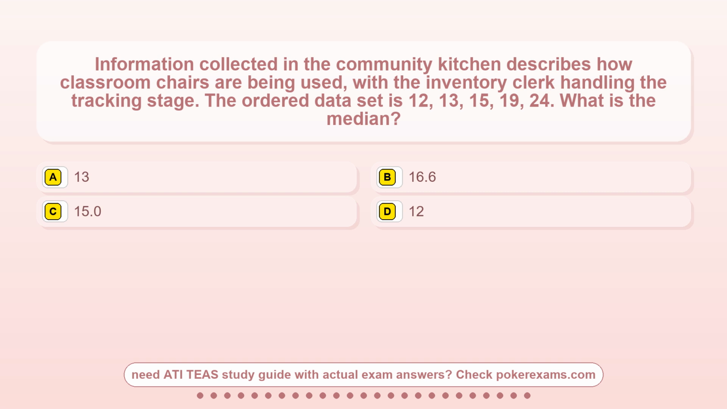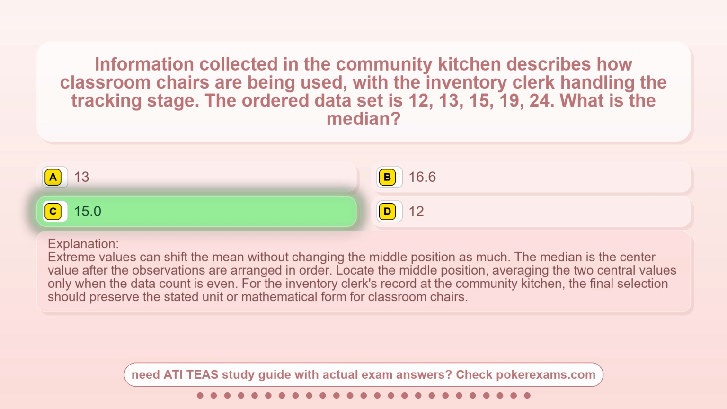Option B, 16.6. Option C, 15.0. Option D, 12. The correct answer is option C, 15.0. Extreme values can shift the mean without changing the middle position as much. The median is the center value after the observations are arranged in order. Locate the middle position, averaging the two central values only when the data count is even.